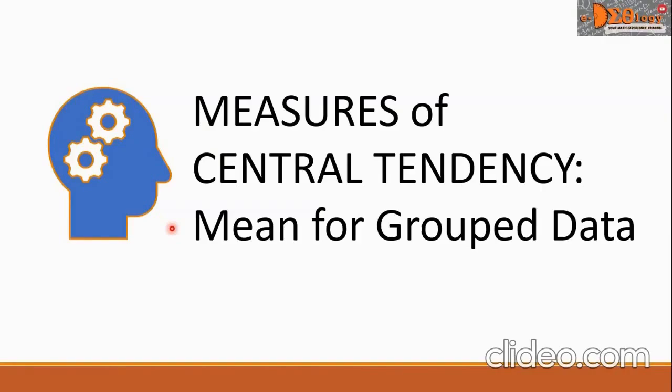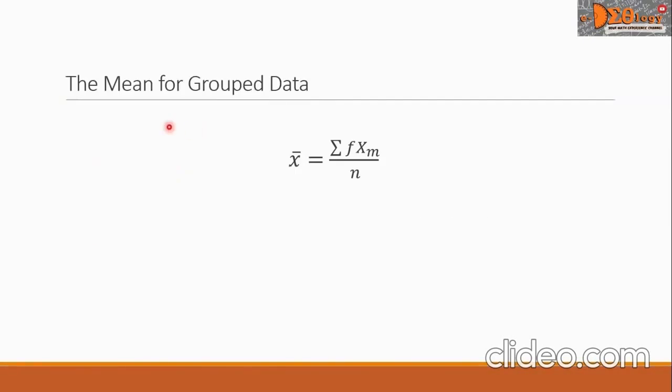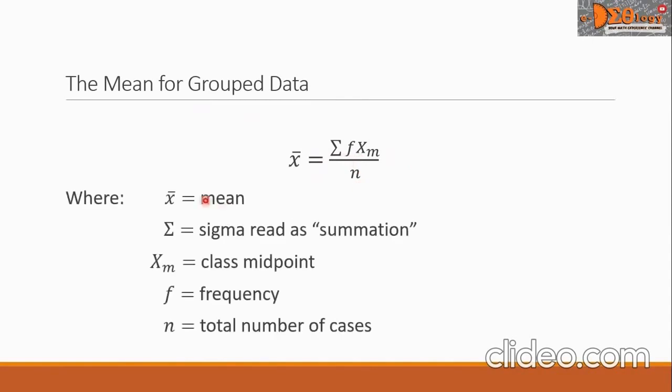Hi everyone. Today we're going to study mean for group data, and this is under measures of central tendency. The formula of the mean for group data is given here, and this is x bar equals sigma f x sub m all over n, where x bar is the mean.